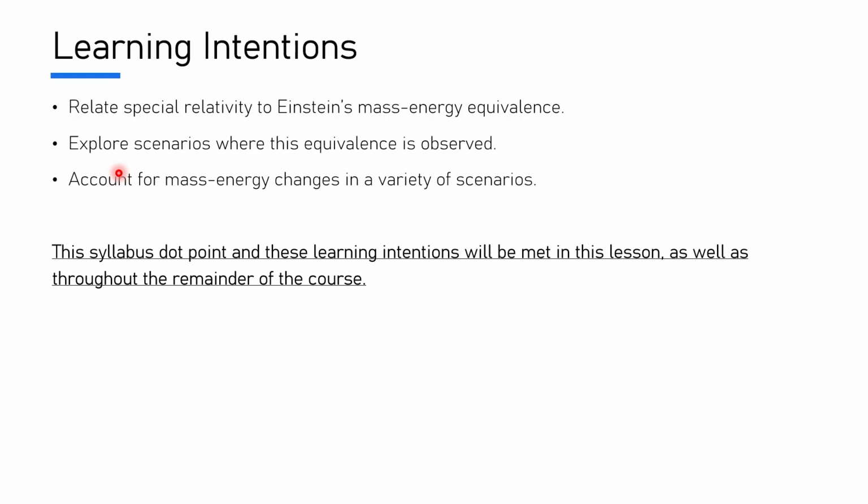The interesting thing about this dot point is it exists here because Einstein's mass-energy equivalence is connected to special relativity. However, we're not really going to be looking at the applications of the mass-energy equivalence until Module 8. And so the idea of today's lesson is to introduce these concepts and make some connections to special relativity and use that as a springboard to be able to apply Einstein's mass-energy equivalence when we get to Module 8.